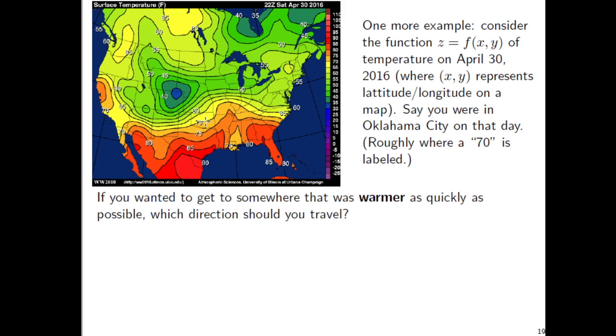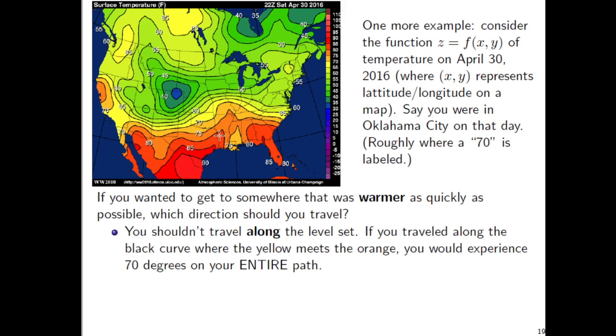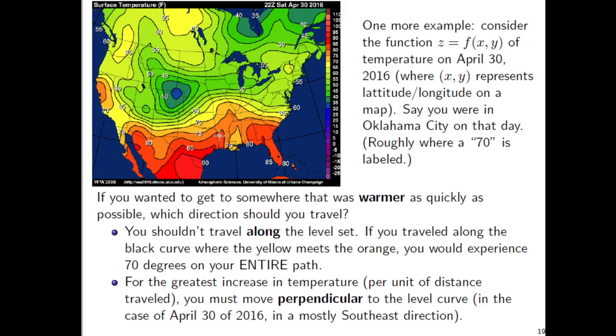And if you wanted to get somewhere that was warmer as quick as possible, where do you go? You don't travel along the level curve. That means the temperature just remains 70 the whole time. What you want to do if you want things to be warmer is you need to travel perpendicular to here, at least in an instantaneous sense, perpendicular to this level curve. You should travel, well, what appears mostly to the southeast here, right? And that happens to be the gradient vector. You shouldn't travel along the level set. If you did that, you would just experience 70 degrees the entire time. Travel perpendicular to the level curve, and that perpendicular direction you travel actually happens to be the gradient vector itself.